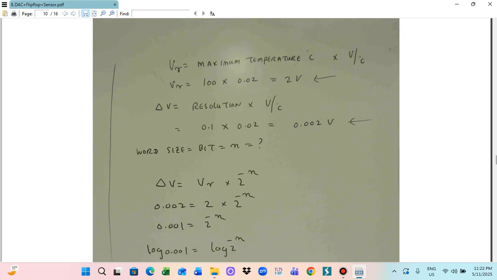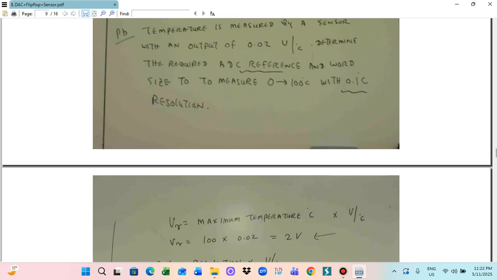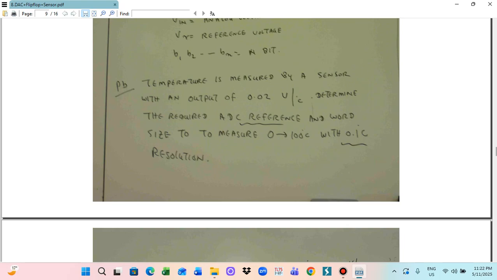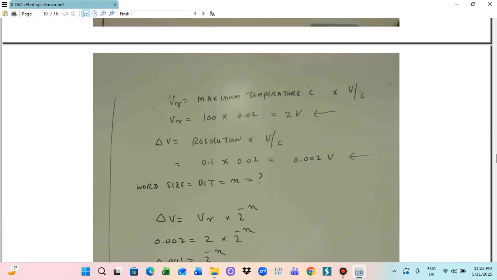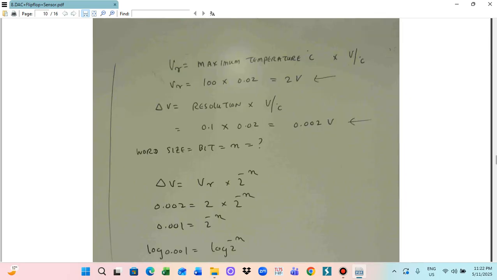And then we write down the equation: resolution multiplied by volt per degree centigrade. The resolution is 0.1 degree centigrade, multiplied by 0.02 volt per degree centigrade. So we substitute and we got 0.002 volt. And then we also have to calculate the word size. Word size is the bit number.